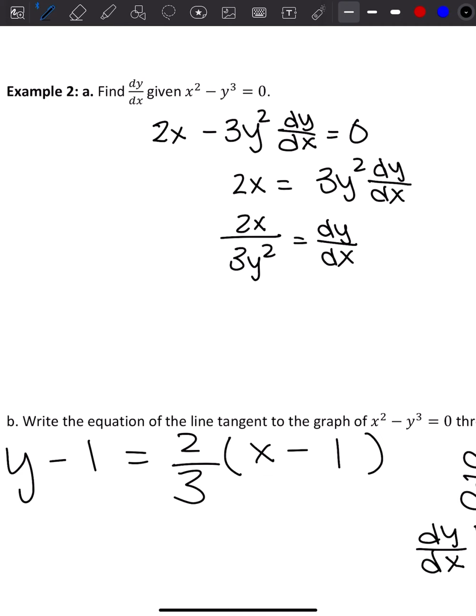So this is kind of like the beginnings of implicit differentiation. They do get more complicated, but everything kind of goes back to those basic derivative rules and algebra.